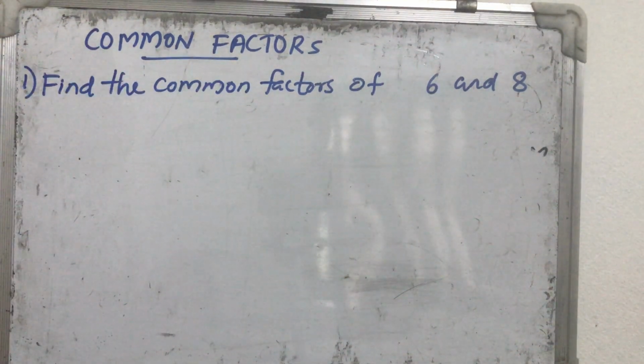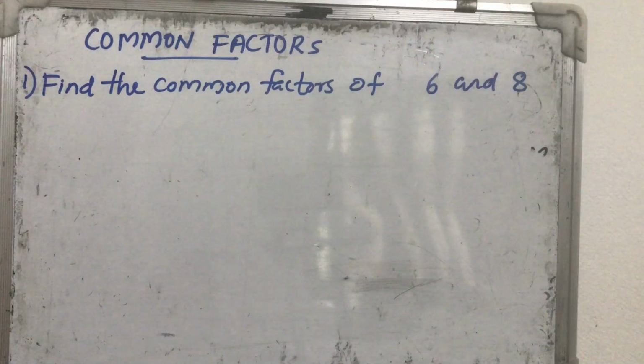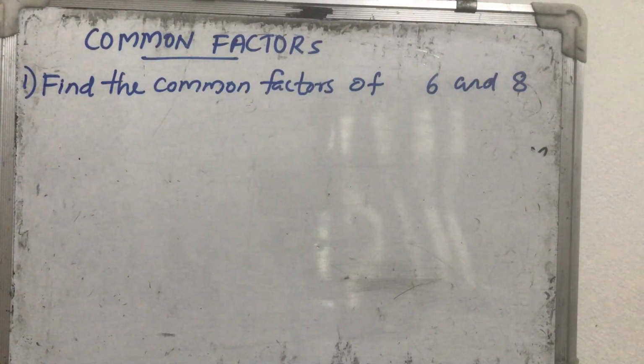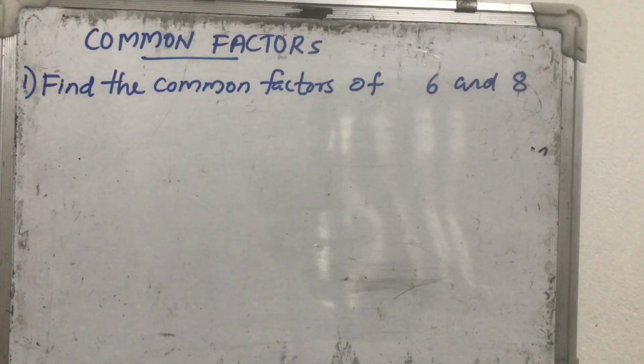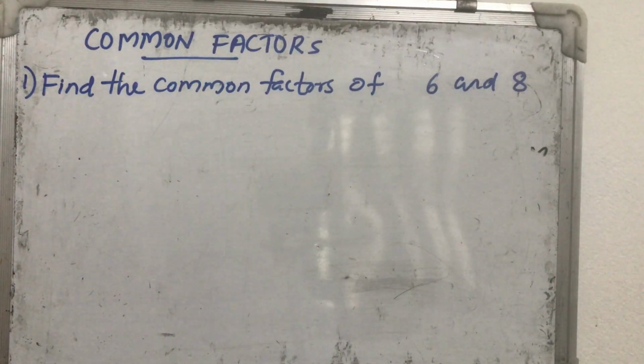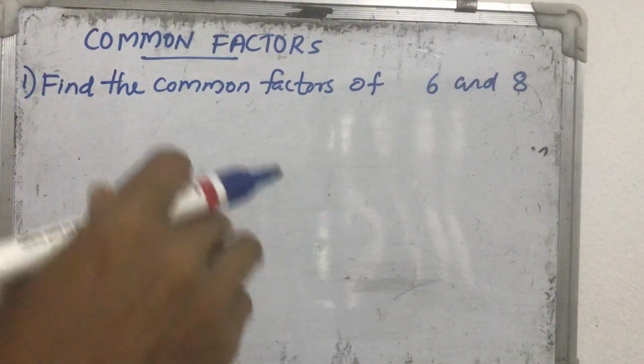Today we can discuss common factors of numbers. Okay. Last class we discussed what? Factors of numbers. How we find out factors of numbers? We find out the pairs of numbers whose product is that given number.